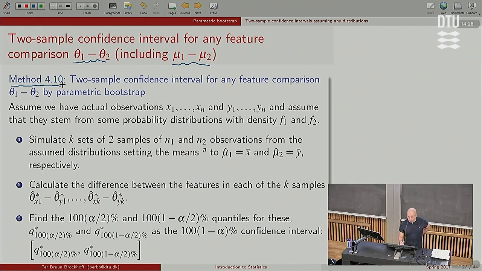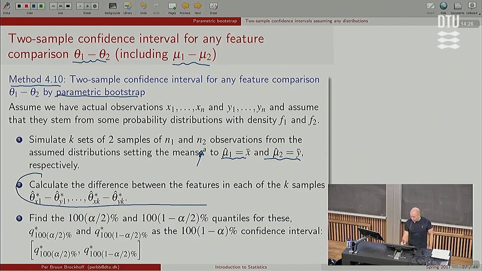Method. Two sample confidence interval for any feature comparison by parametric bootstrap. Simulate from each of the two distributions. And I skipped the footnote now, but it's the same thing. The footnote is there, even though I didn't put it. Choose the right distribution from each of them, or maybe the variance also if needed. Then simulate from the two distributions, so 100,000 from each.